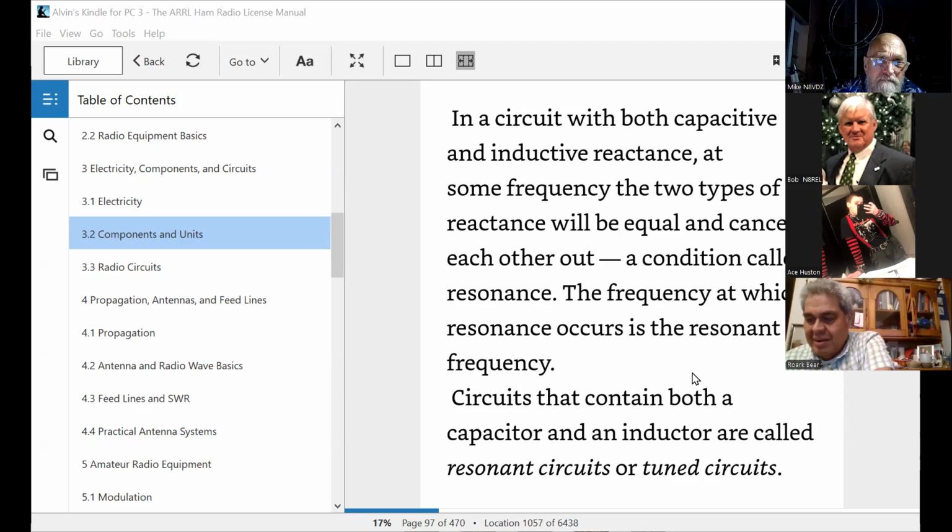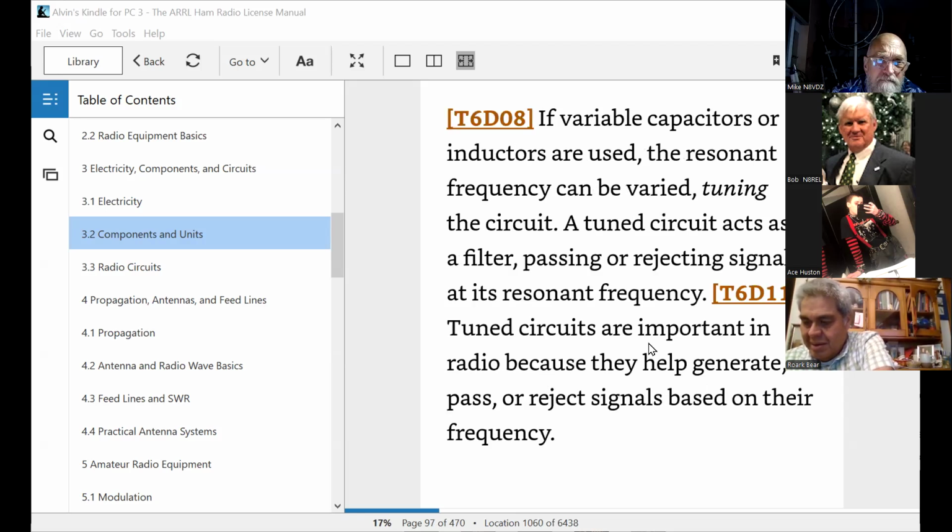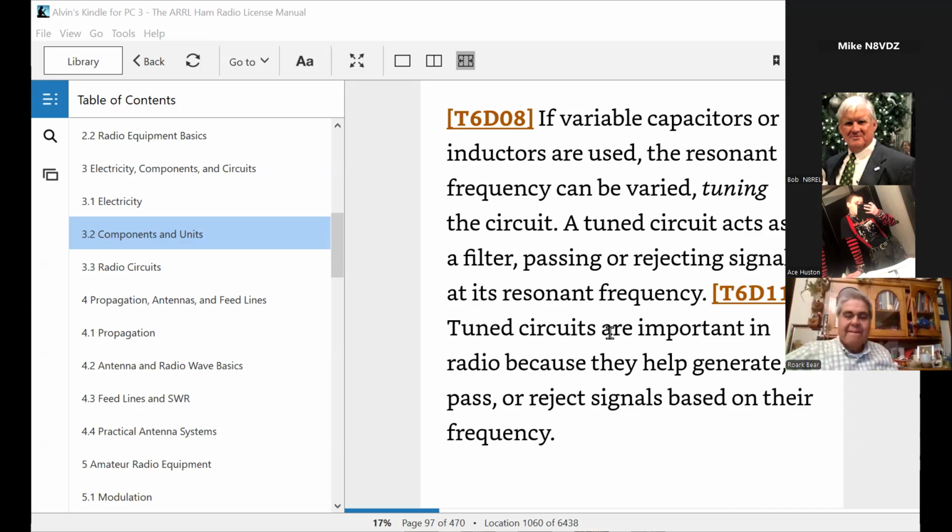Okay, and of course the book's going to have right here: circuits that contain both a capacitor and inductor are called resonant circuits or tuned circuits. I showed you one of the applications. Some people call them tank circuits too, especially when they're outputting the amplifier, the final amplifier of the transmitter.